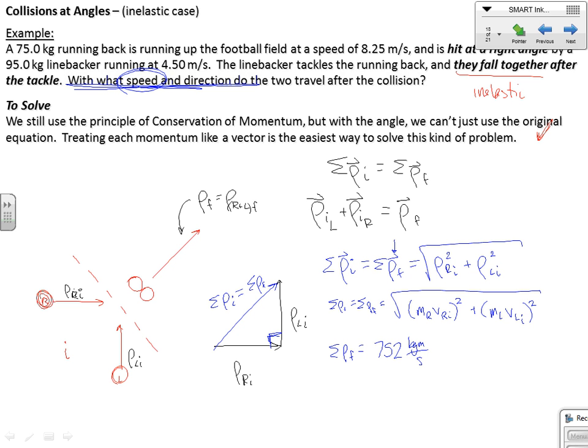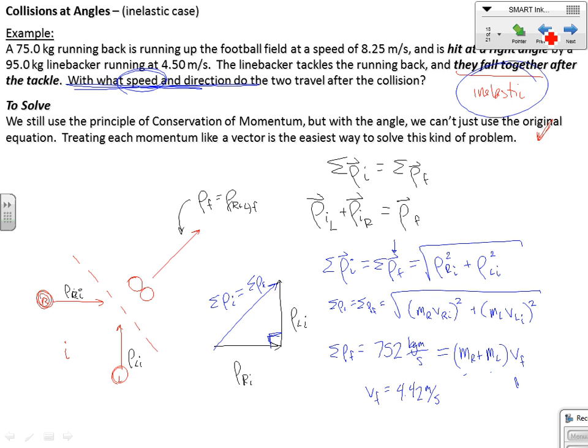Well, notice that the final momentum is the mass of the running back plus the mass of the linebacker times their final velocity. This is inelastic, right? So the final momentum is the two things added up, moving at that speed. So if we find the final speed, we divide that final momentum by the sum of their masses. So divided by 75 plus 95, in parentheses, of course, and we get that their final speed is 4.42 meters per second. Okay?